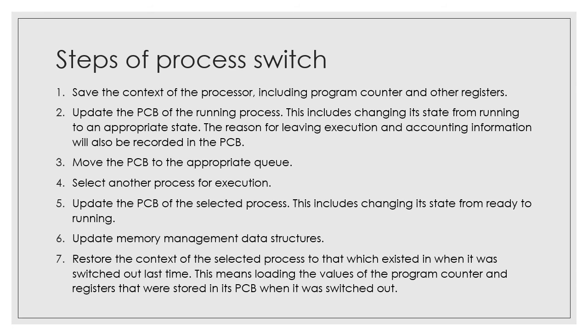Update memory management data structures. The OS might change memory allocation of the interrupted or the selected process or both. It might completely kick the interrupted process out of main memory. It might trim or decrease the space allocated to the interrupted process. It might increase the space allocated for the selected process. And these changes will lead to change in memory tables.